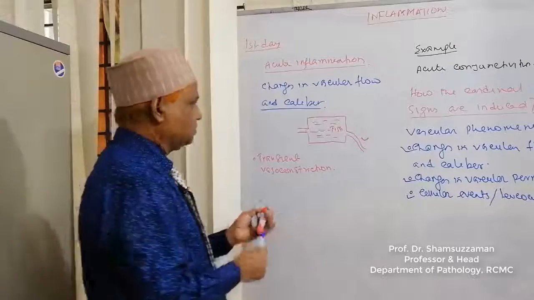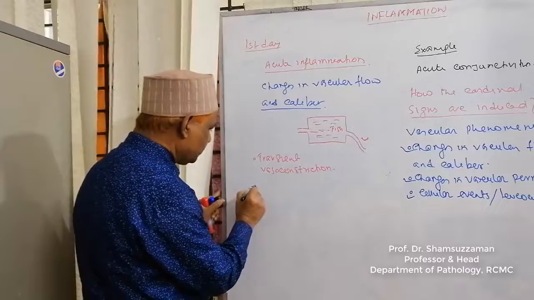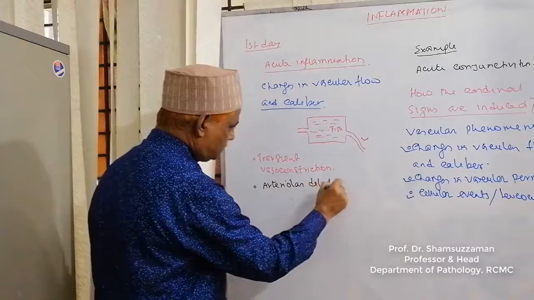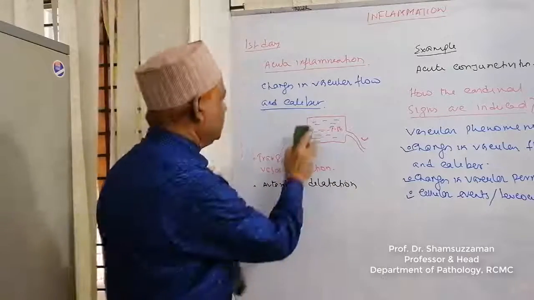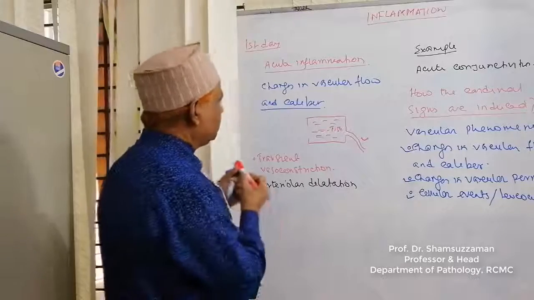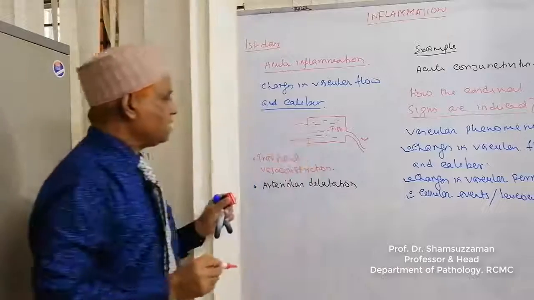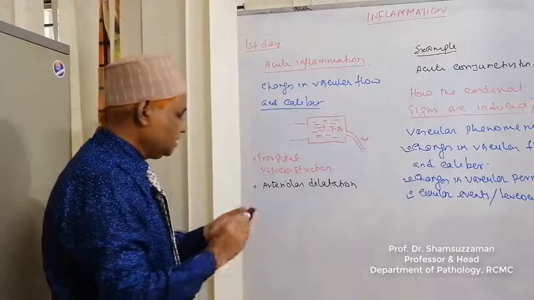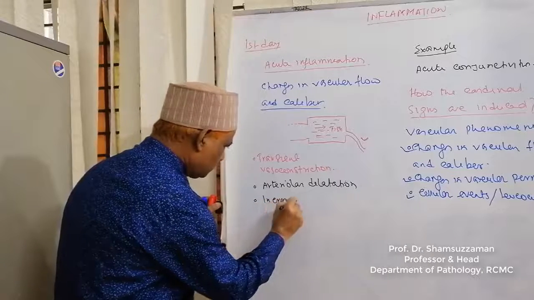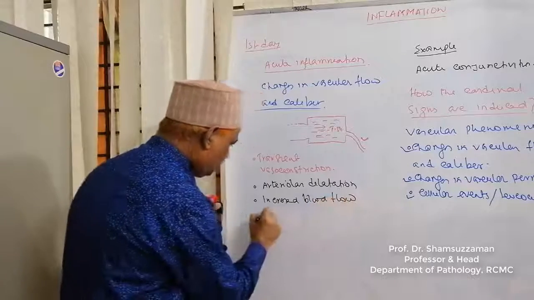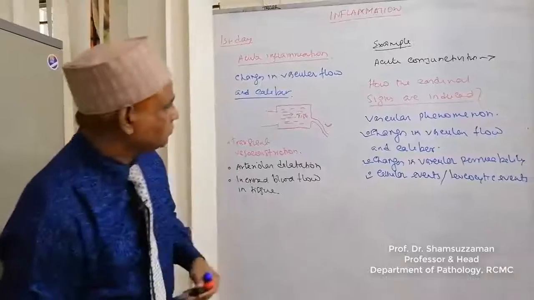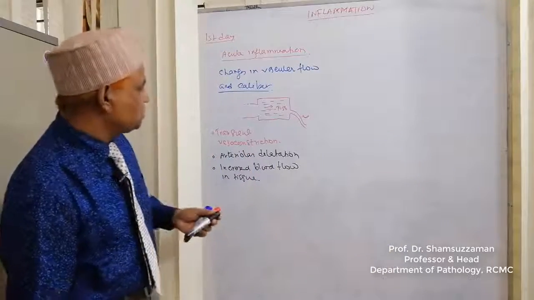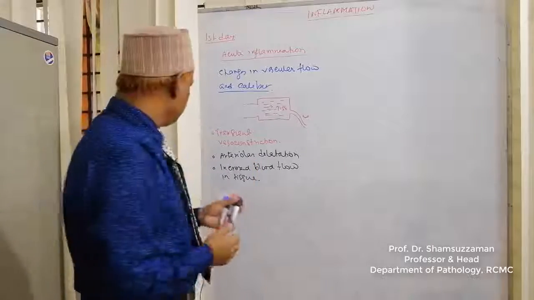The second change is arteriolar dilatation. What it means? The arteriole becomes dilated like this. If the arteriole is dilated, there is increased blood flow in the tissue. So arteriolar dilatation, then increased blood flow in tissue. When there is increased blood flow in the tissue, the tissue becomes red and the tissue becomes warm. So increased blood flow of tissue.